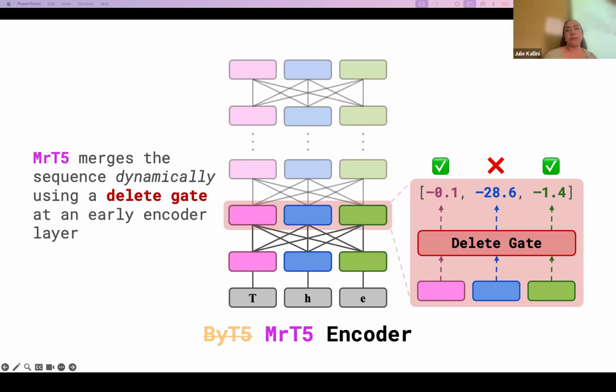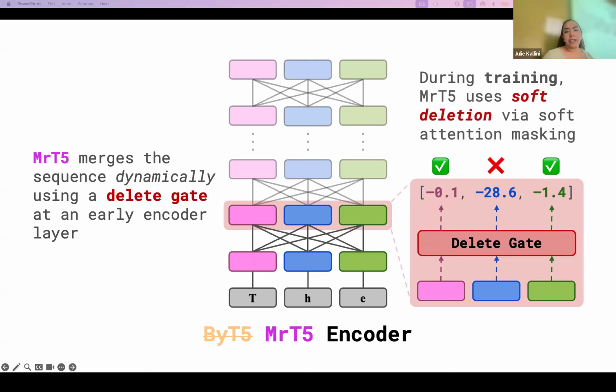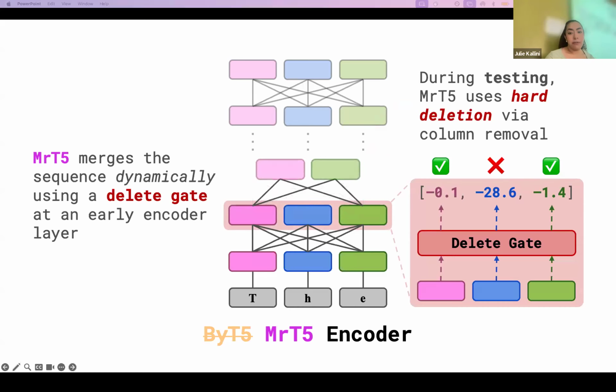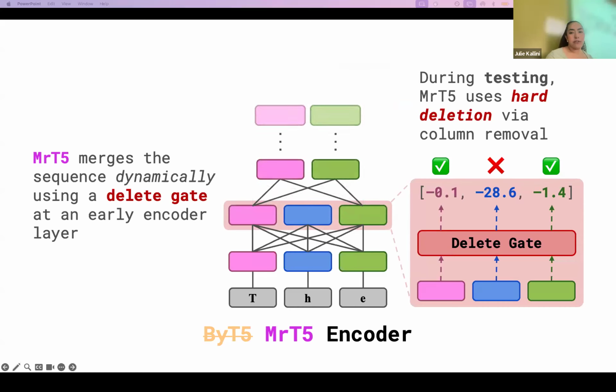the attention. So during training, MrT5 uses soft deletion via soft attention masking. The deleted tokens are masked out from the attention mechanism of future encoder layers and cross attentions. And during testing, MrT5 uses hard deletion via hard column removal, which results in the inference runtime speedup because the majority of the transformer stack is operating on a reduced sequence length.